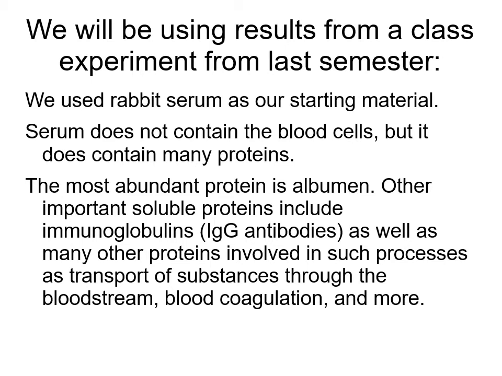Okay, so we use rabbit serum as our starting material. Serum doesn't contain blood cells, but it contains many, many proteins. Albumin is the most abundant of these, but other important ones include immunoglobulins, specifically IgG antibodies, as well as many other proteins that are involved in things like transport, blood coagulation, and many more. There are thousands of different proteins in serum, actually. We didn't kill a rabbit, though. We bought our serum.